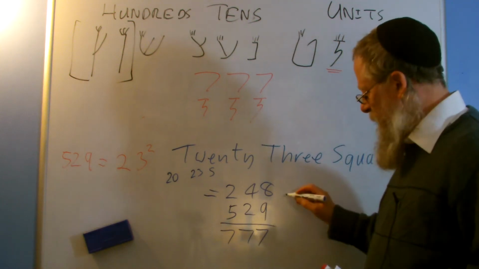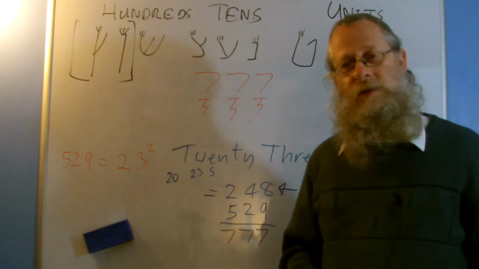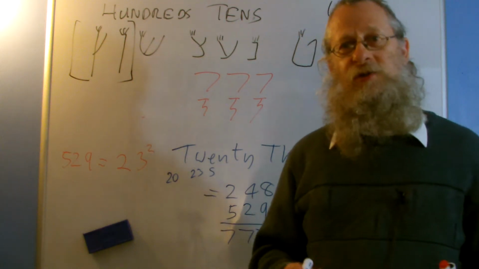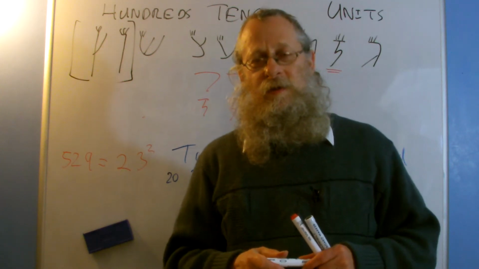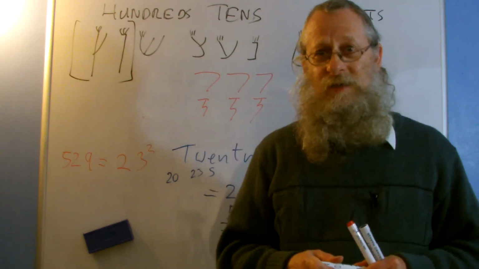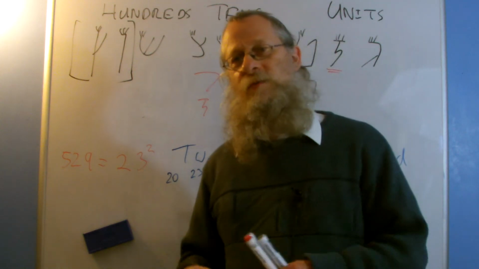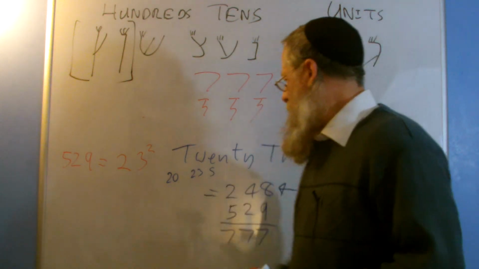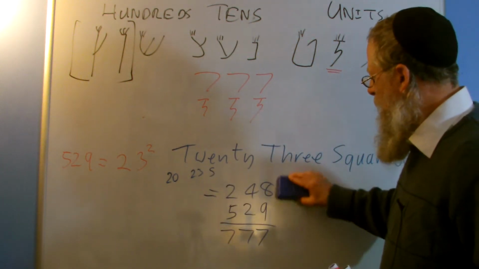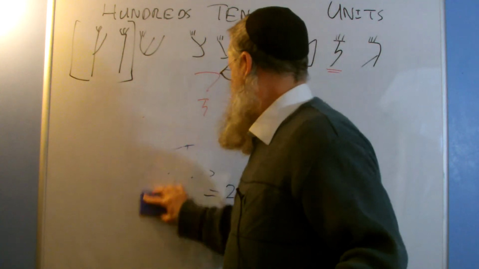Jewish people will recognize this number 248, because 248 is the number of positive commandments in the Torah. There are 613 commandments. There are 365 negative commandments, the don'ts, and the 248 positive commandments, the do's. We call them do's and don'ts.